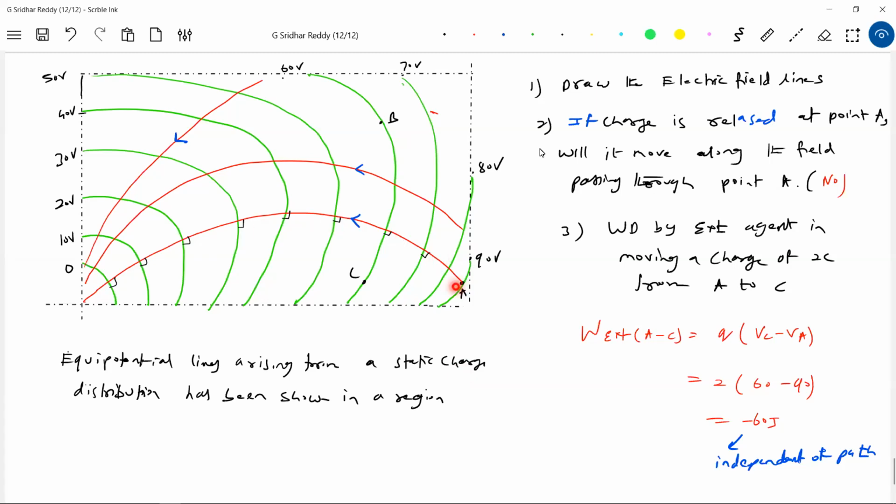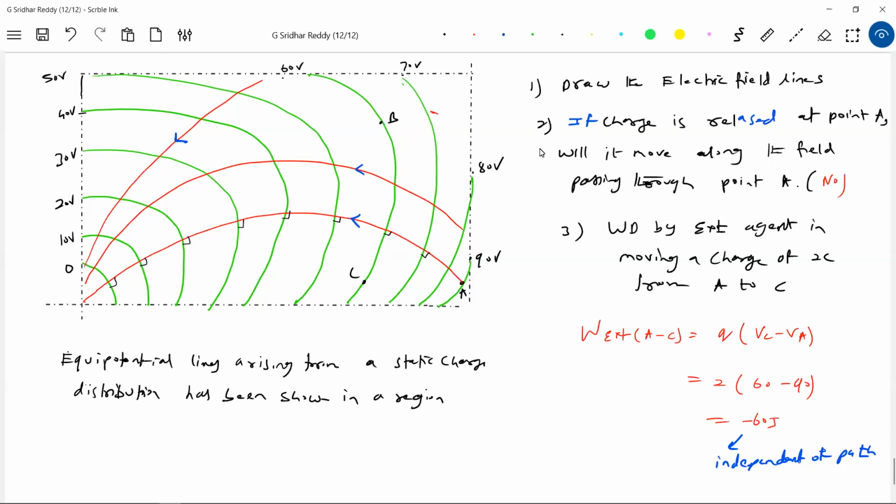Then what is another condition? The lines of force, E bar, should be directed normal to the equipotential surface. This is a basic condition. Can two lines of force intersect? No. Can two equipotential surfaces intersect? The answer is no. Because if they intersect, at a given point you may get two E bars, which is not possible. The direction of the electric field is unique; it cannot have two different directions. So two equipotential surfaces cannot intersect.